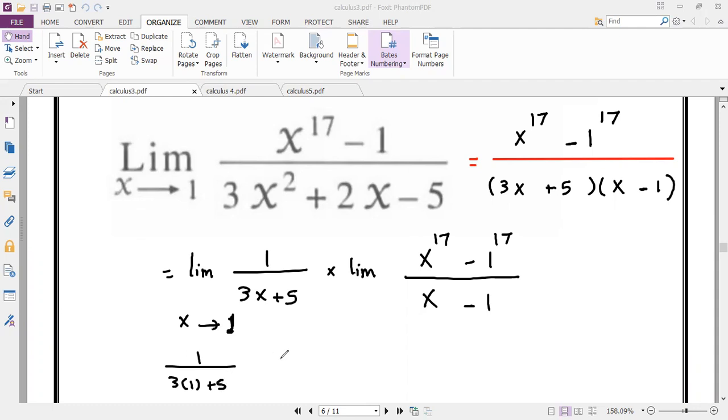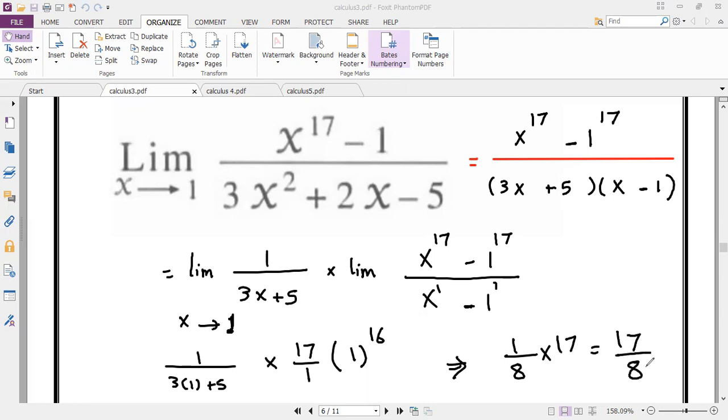So 1 over 8 multiplied by, here we are going to use the theorem, which is 17 over 1 and write the number after the negative. It's 1 multiplied by 17 minus the power here is 1, so 1 to the power of 16. So that is going to be 1 over 8 multiplied by 17 over 1, which is 17, and 1 to the power of 16, it's 1. So we ended up with 17 over 8.